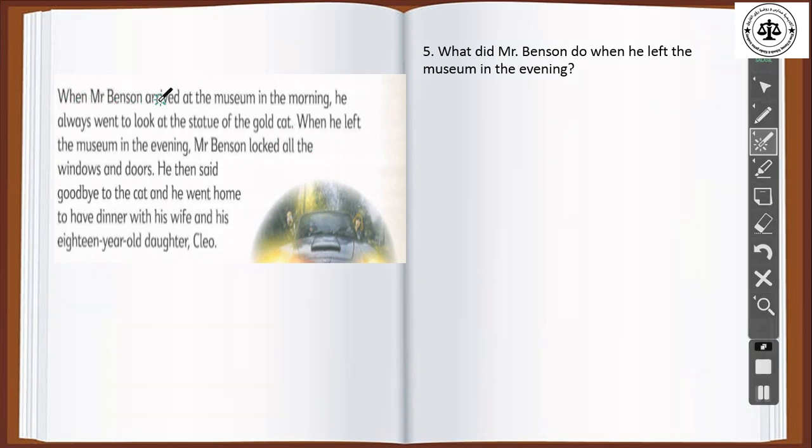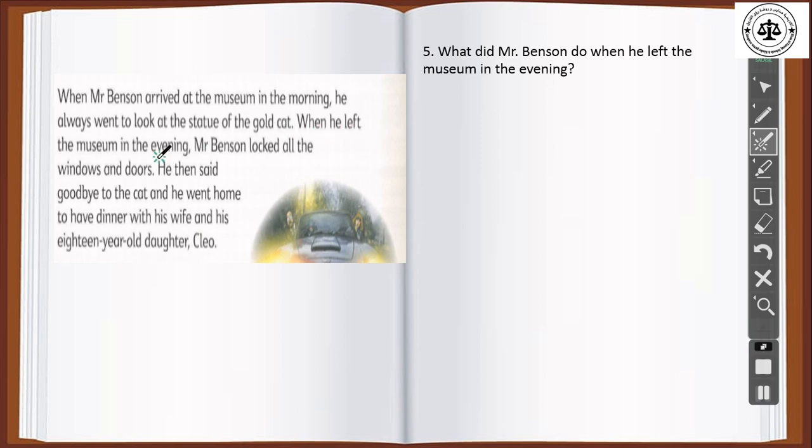When Mr. Benson arrived at the museum in the morning, okay, when did Mr. Benson arrive at the museum? When? Yes, in the morning. He arrived at the museum. وصل إلى المتحف. He always went to look at the statue of the gold cat. He refers to Mr. Benson, okay? He always went to look at the statue of the gold cat.